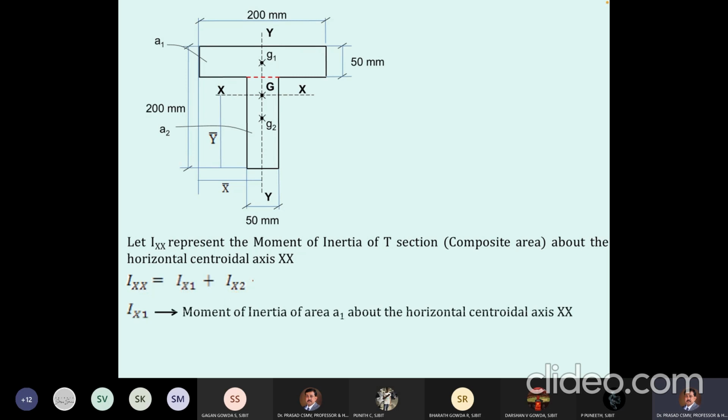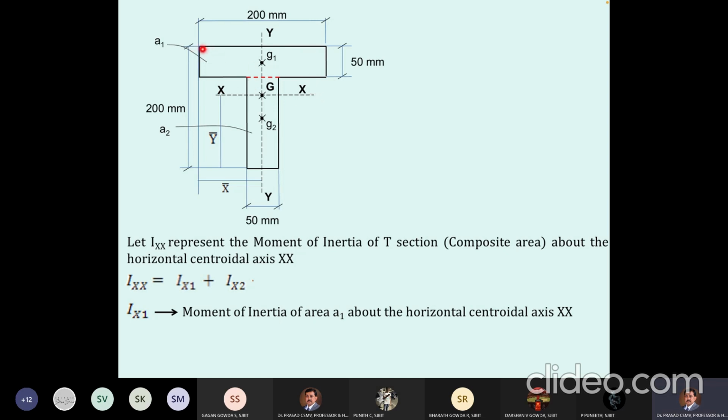What is Ix1? Ix1 represents the moment of inertia of the area A1, which you see here, which is nothing but this rectangle, about this axis. So the area is lying here, but the axis is here.